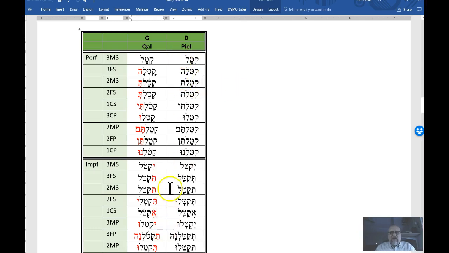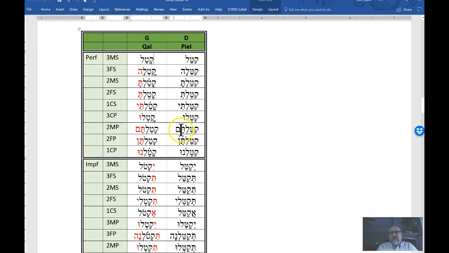And when I type these in, I don't know how to make the letters red, so I couldn't mark the ones that are different. But if you'll notice, in the Piel, the first syllable has the hireq. If you look down here, every single one has the hireq in the perfect. And then notice the middle radical is doubled. That's why they call this the D stem, the doubled stem. So it's kittel, kittela, kittalta, kittalti, kittalt, kittalti, kittelu. So that's a vocal schwa. The kit is one syllable and the te is a second syllable. So when you have a doubled letter, these are vocal schwas.